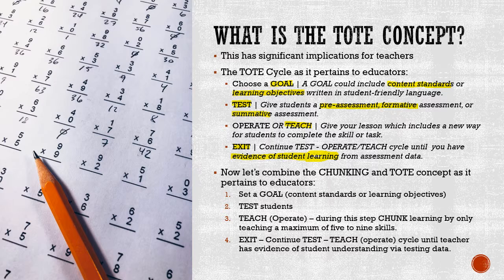Now let's combine chunking and TOTE concept as it pertains to educators. Number 1, set a goal. Again, this includes content standards or learning objectives. Number 2, test students. This could include a pre-assessment, a formative assessment, or a summative assessment. Number 3, teach or operate. During this step, you chunk learning by only teaching a maximum of 5 to 9 new skills or ideas. Number 4, exit. Continue the test, teach cycle until the teacher has evidence of student understanding via testing data.